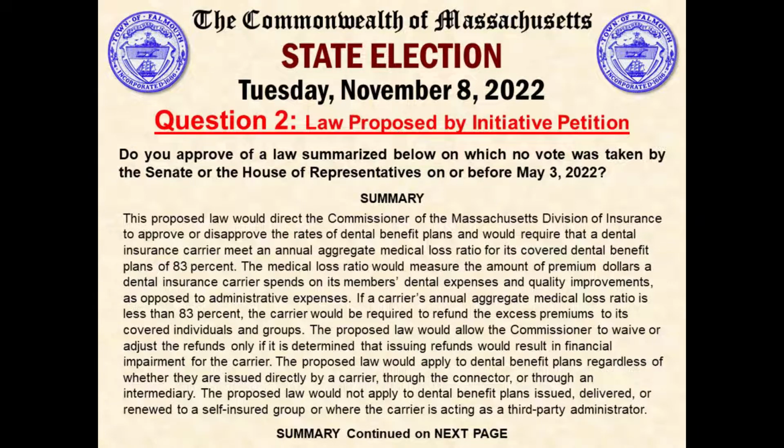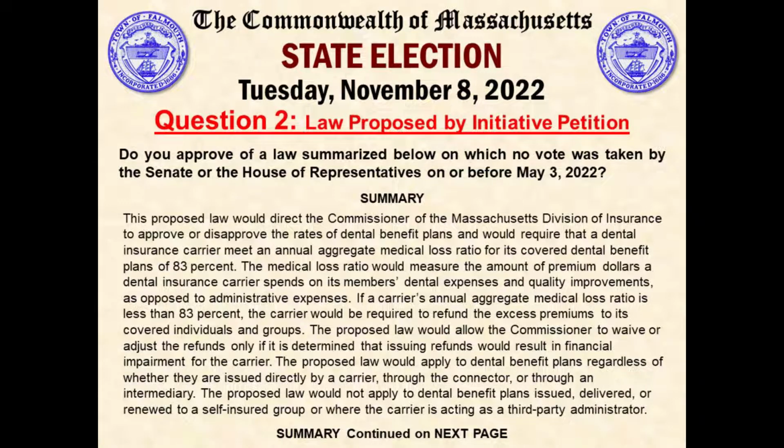The proposed law would allow the Commissioner to waive or adjust the refunds only if it's determined that issuing refunds would result in financial impairment for the carrier.